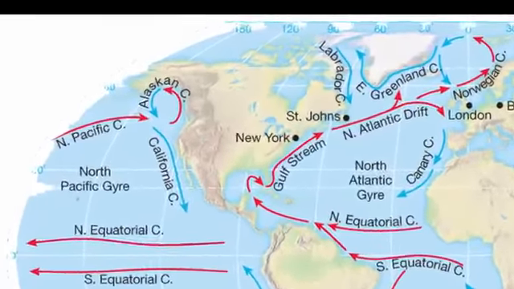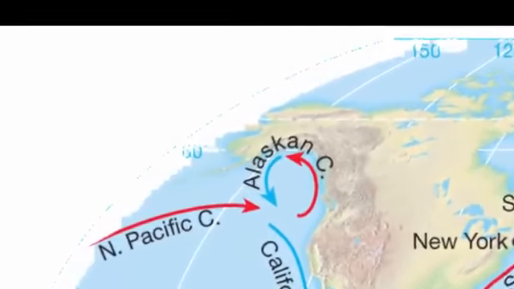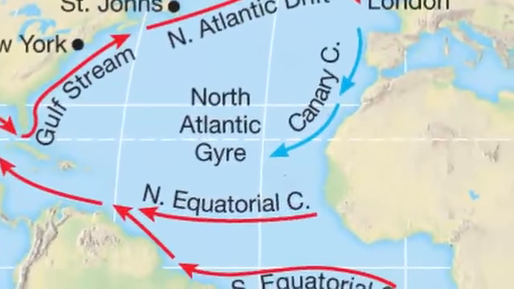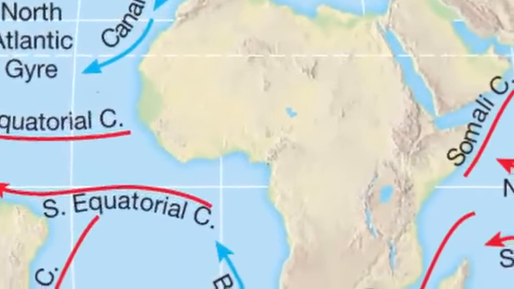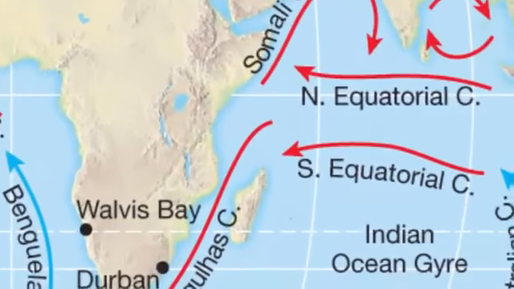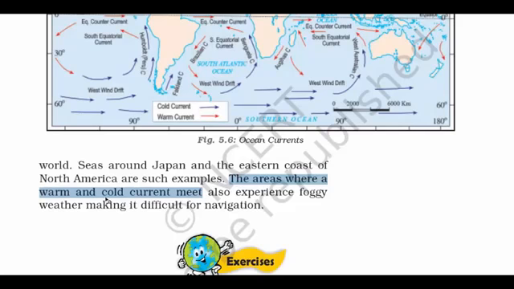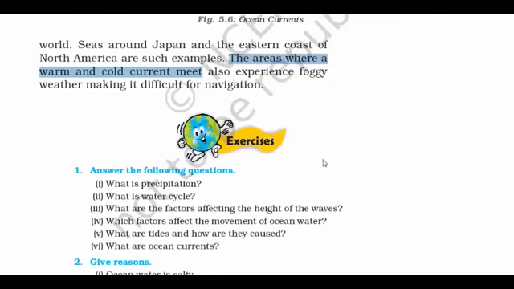Now try to look for the places which are nearer to the red and the blue arrows, because those are the ideal places for fishing, because there you have the combination of both warm as well as cold current. Now the areas where warm and cold currents meet also experience foggy weather, making it difficult for navigation. With this we have come to an end of chapter 5.